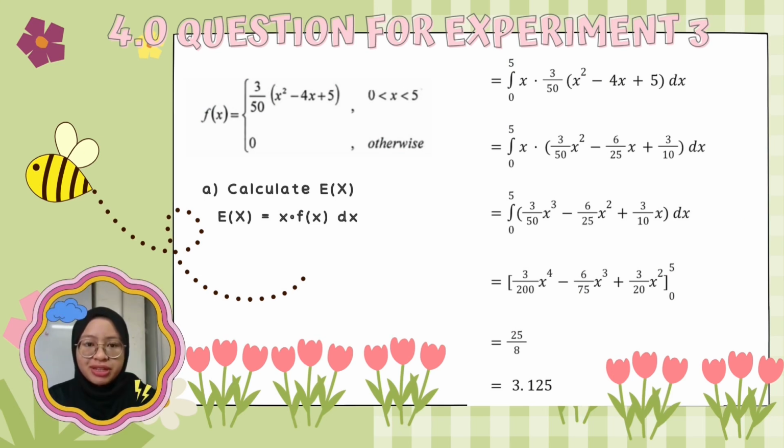Proceed to question for experiment 3. The question that we got is f(x) equals 3 over 50 times in bracket x squared minus 4x plus 5, where x is bigger than 0 and less than 5. The first thing that we need to calculate is E(x). How to find E(x)? We need to find E(x) by using formula x times f(x) dx. After that, put the equation into the formula. Then we can proceed with the integration. The answer that we got for this question is 25 over 8 or 3.125.